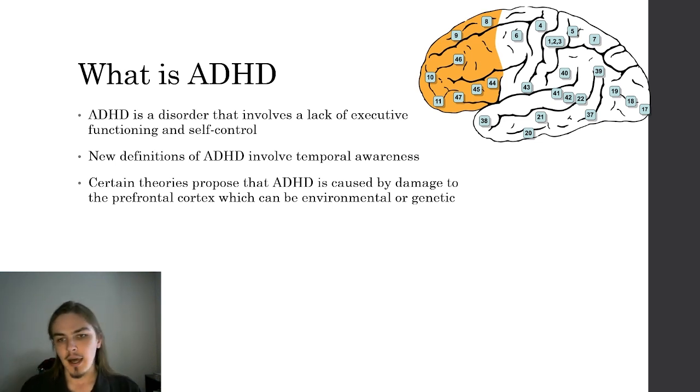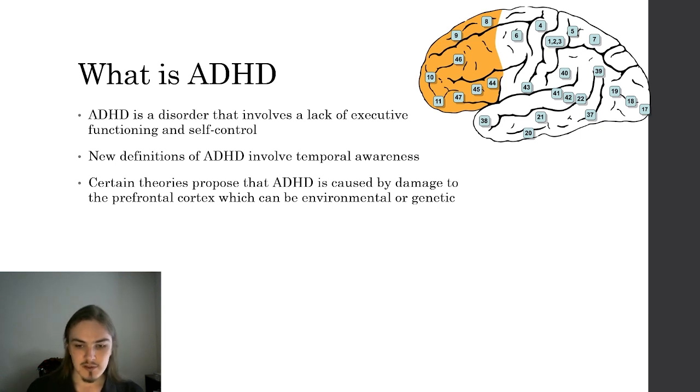There are theories and research into what causes ADHD. A common theme when they do CAT scans and MRI scans is that the prefrontal cortex, which I have highlighted in this image here, ends up being slightly behind developmentally compared to other parts of the brain. Usually it's 2 to 3 years behind what would be the appropriate level for the age.